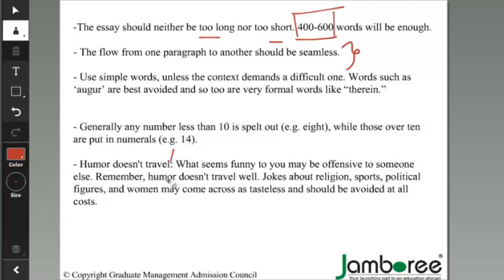Some people, I've seen very few, but in my experience I have come across some students who try to be very humorous. I would stay off humor. What seems funny to you may be offensive to someone else. So just stay away from humor. Especially jokes about religion, sports, political figures, and women. You may actually end up getting yourself into trouble. So stay away from humor.